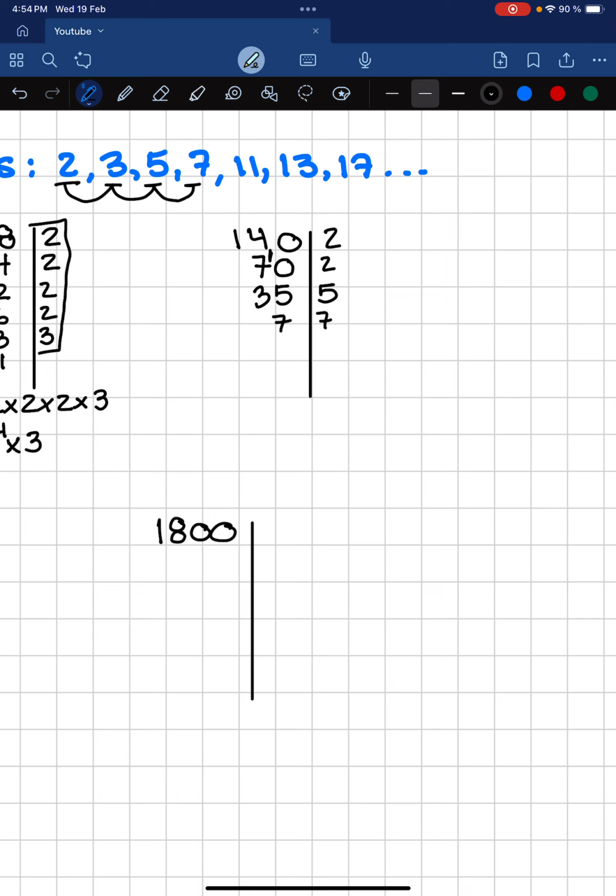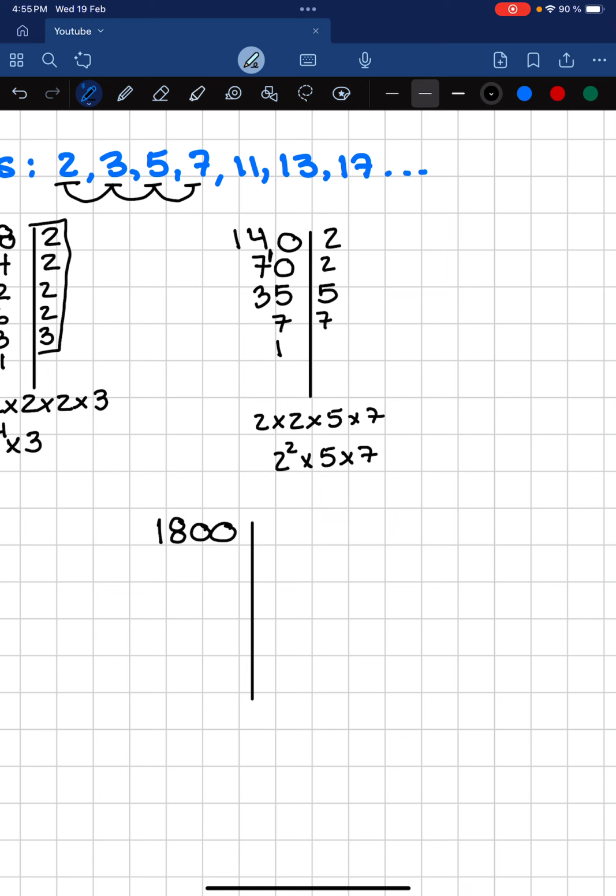We put it in front. And 7 divided by 7 is 1. We finished. So the answer can be 2 times 2 times 5 times 7, or 2 to the power of 2, because we have two 2's, times 5 times 7. Good. We already understand the basics of prime factorization.